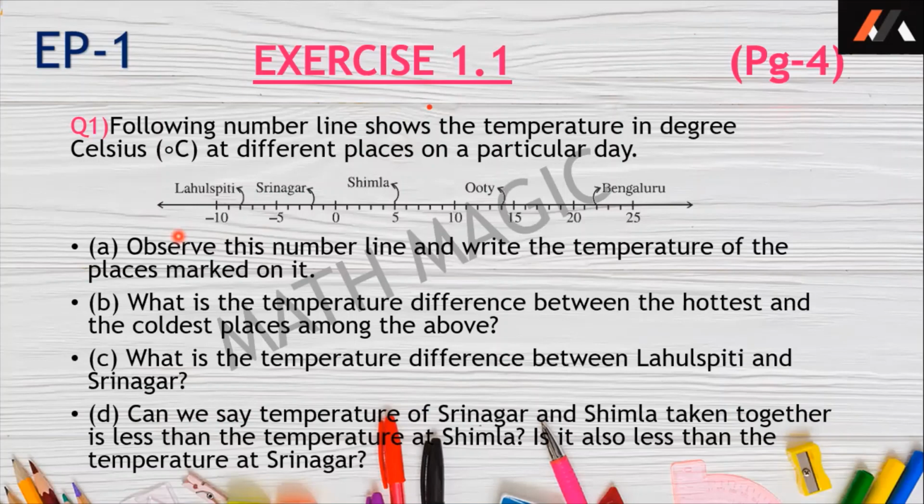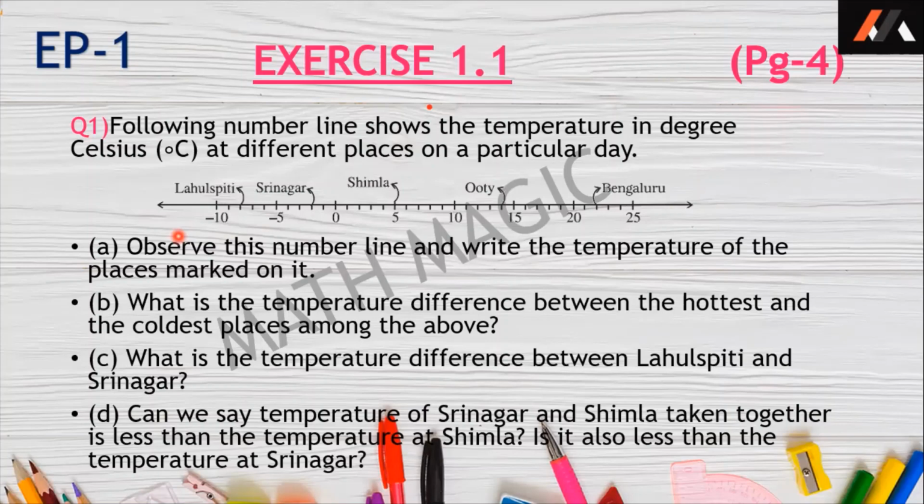Similarly, Srinagar is very close to 0 degrees Celsius. So we will subtract 2 units from 0. 0 minus 2 is -2 degrees Celsius. Therefore, the temperature at Srinagar will be -2 degrees Celsius. The temperature at Shimla is on a marked number, that is 5 degrees Celsius.